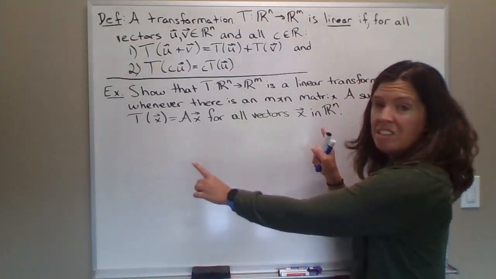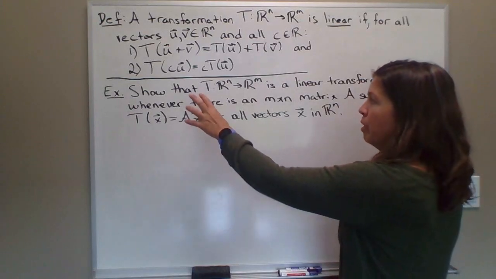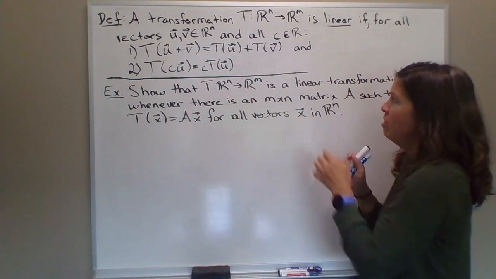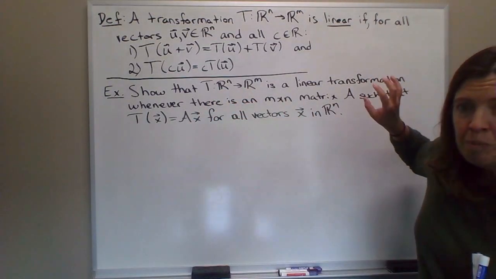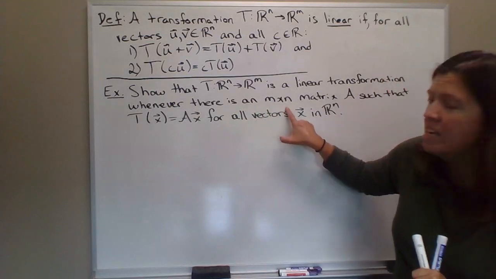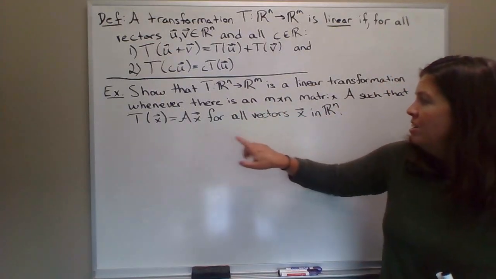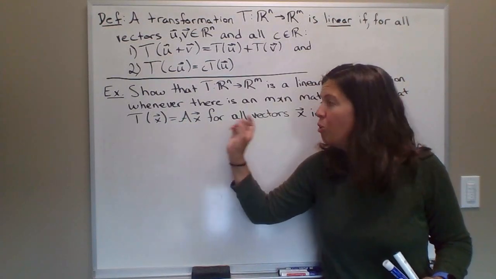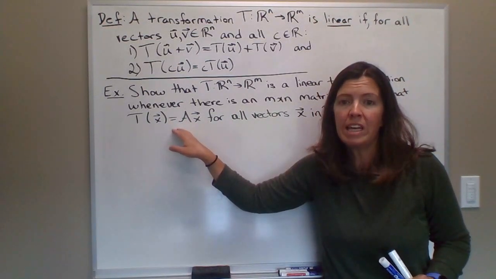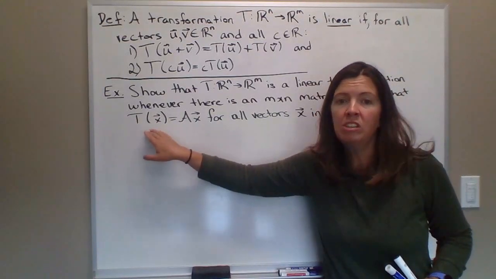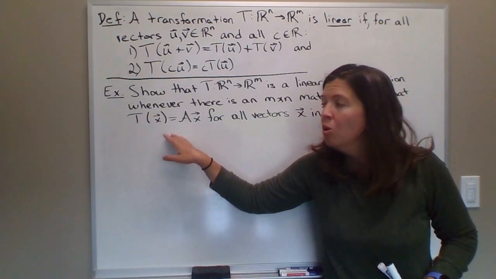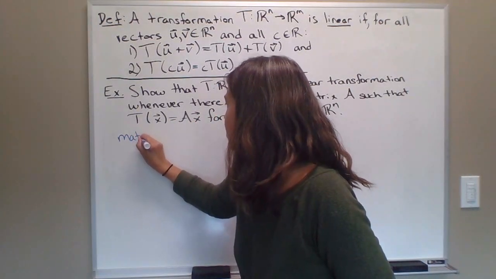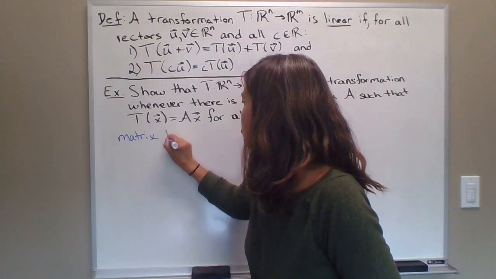Now, this example is going to lead us to a theorem. We're being asked to show that if T is a transformation from Rn to Rm, it's got to be a linear transformation whenever there's an n by n matrix A such that T of x is just equal to that matrix A times x. So if we can write a rule like this, where the transformation of x is just a matrix times x, we call that a matrix transformation, by the way. This would make T a matrix transformation.